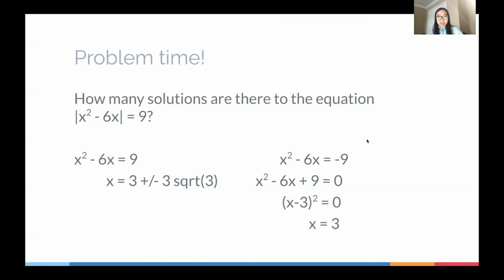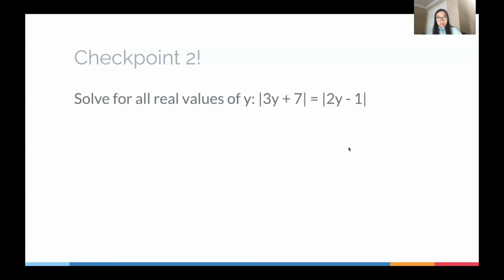Okay, so I hope that made sense, and we will be moving on to the next one. I can go over this one with you guys, just briefly. This might be another type of question you might see. So solve for all real values of y such that the absolute value of 3y plus 7 equals the absolute value of 2y minus 1.